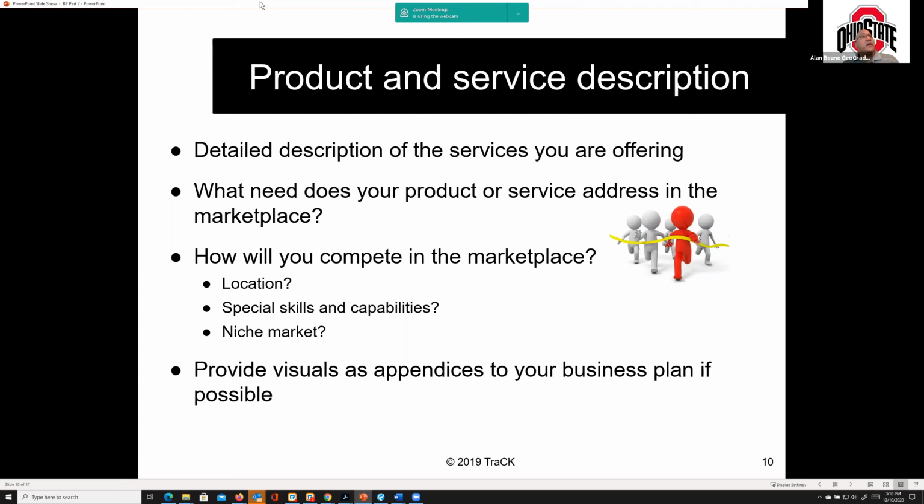All right, and then also it's good to provide different visuals as appendices to your business plan when possible. If you have an example of some of the output from your modeling software, or an example of some of the work product that you've done on a previous project, or a photo of it, it's often good to put pictures in there. It really gives people a good idea that way. And if somebody is not quite as technical, it might be good to see a table or a graphic to show the end products. All right, so product and service description, one of the components of the business plan.